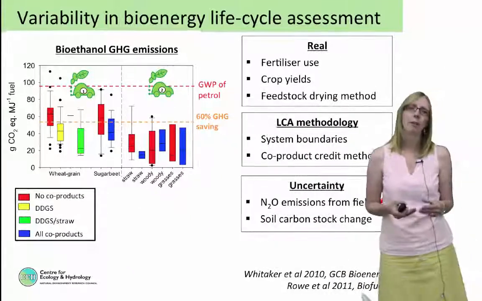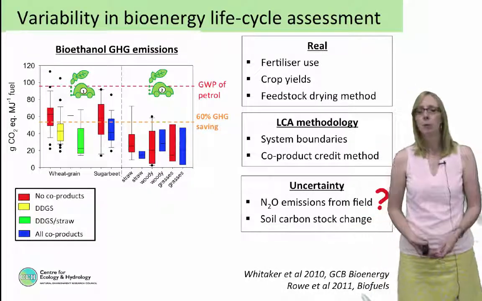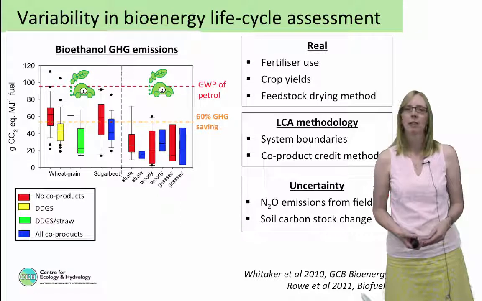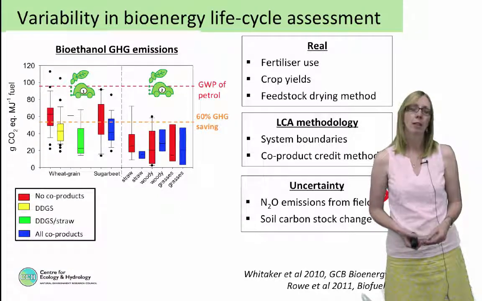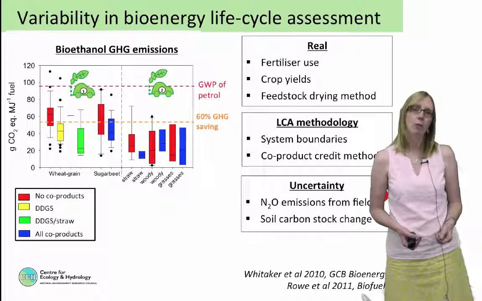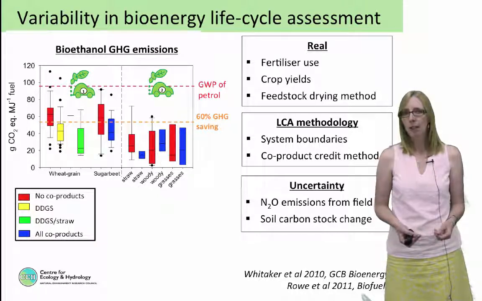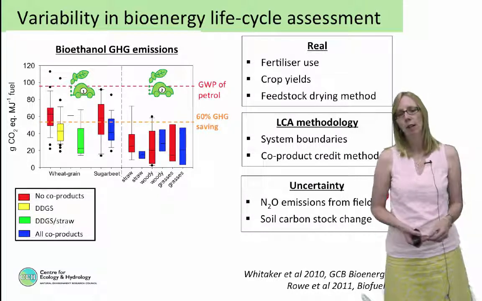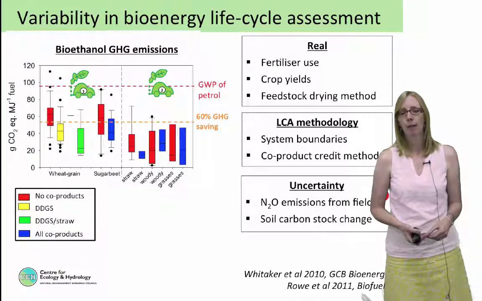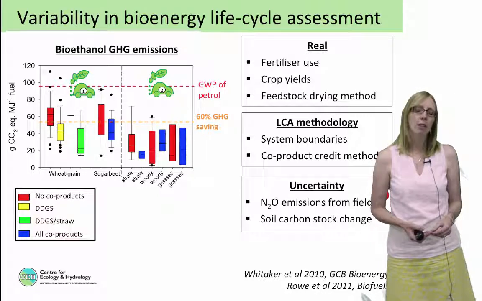From studying all these different sources of literature, what I found was that there were three different types of variation underlying this. One was real. So these are real crops grown in different parts of the world, different climates and geographies, getting different yields with different amounts of fertiliser applied. And so there's real variation in the greenhouse gas emissions here. There's also a methodological variation.